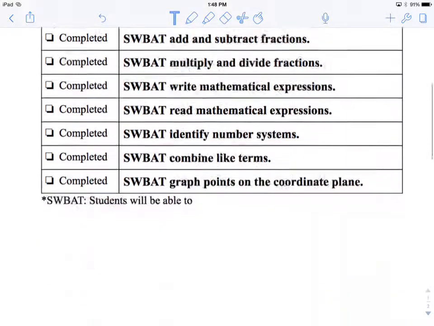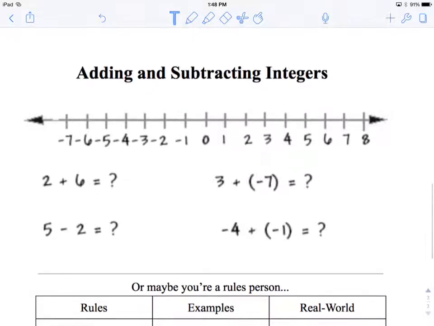So, moving right along to our first lesson, adding and subtracting integers. When we add and subtract, sometimes our numbers are positive, sometimes they're negative. And as we're adding, we usually move to the right on the number line. As we subtract, we usually move to the left. So that's how I'm going to show how this works.